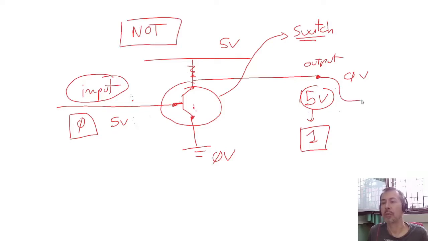This output could be the input to another circuit, and we could make combinations of circuits. But a simple circuit is just that: a voltage with a resistance, an electrically activated switch, and a common ground. And with that, we can perform Boolean operations.